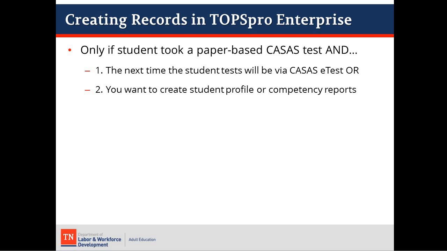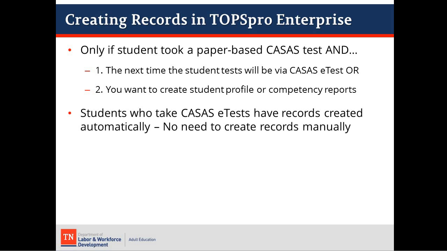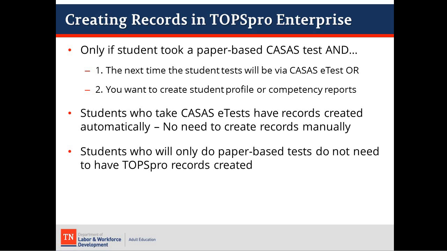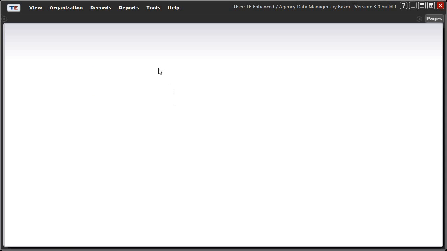Or if you want to be able to create student profile reports or competency reports for a student who has only taken paper-based tests, then again you need to put that data into TOPSpro in order to run a report. To reiterate, students who take CASAS e-tests already have records created automatically, so there's no need to create records manually for them. And students who only do paper-based testing do not necessarily need to go through this process either. You don't need their data in TOPSpro unless, of course, you want to run those reports. So let's go to TOPSpro and see how to do this.